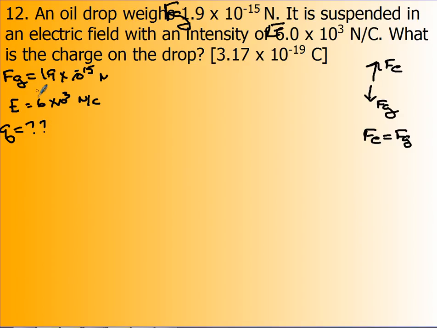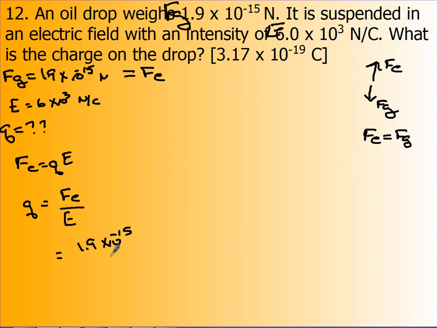Now the trick is, because it's being balanced, I know Fe equals Fg, so this has also got to equal Fe. So I know Fe is QE. So the charge has got to equal the electric force divided by the electric field. So this is 1.9 times 10 to the negative 15 newtons divided by an electric field of 6.0 times 10 to the third, or 3.17 times 10 to the negative 19 coulombs.